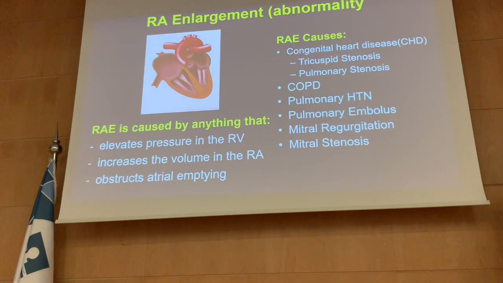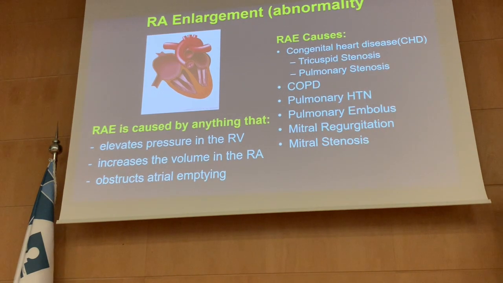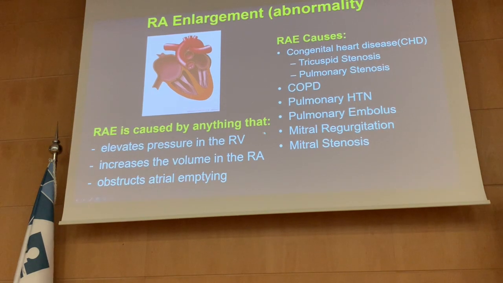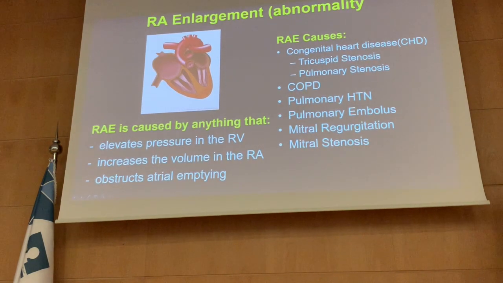What is the cause of right atrial enlargement? Genetics. There is regurgitation. So congenital heart disease, remember, it's the most common cause.